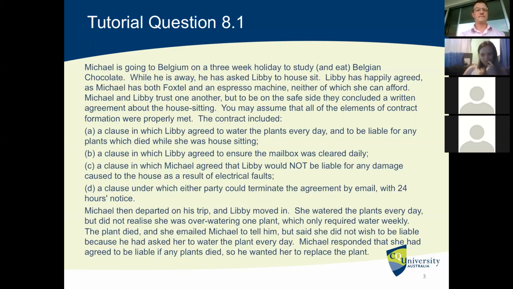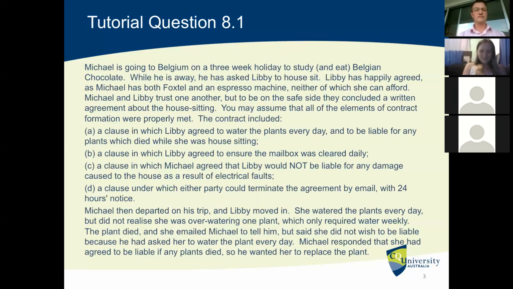Michael is going to Belgium on a 3-week holiday to study and eat Belgian chocolate. While he is away, he has asked Libby to house sit. Libby has happily agreed, as Michael has both Foxtel and an espresso machine, neither of which he can afford. Michael and Libby trust one another, but to be on the safe side, they've concluded a written agreement about the house sitting. You may assume that all of the elements of the contract formation were properly met.